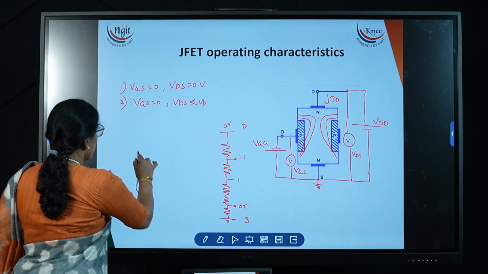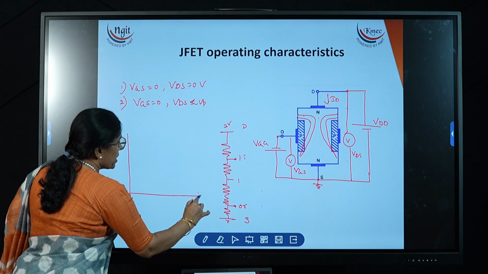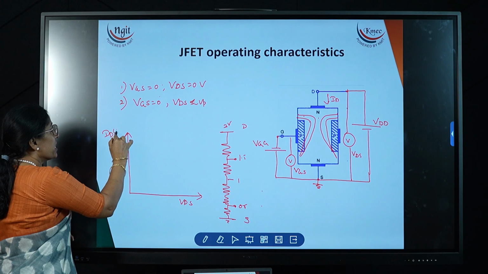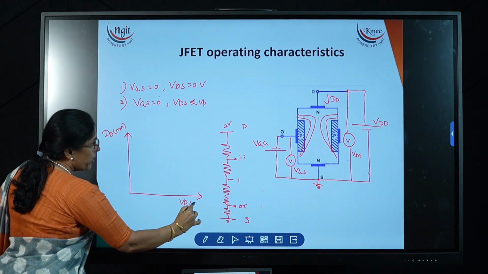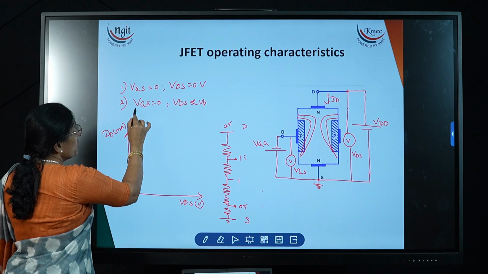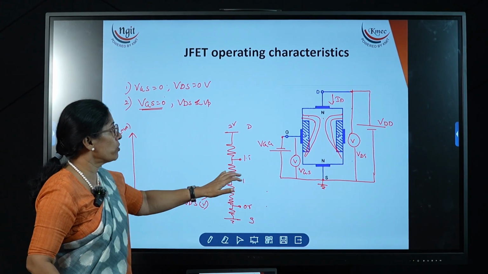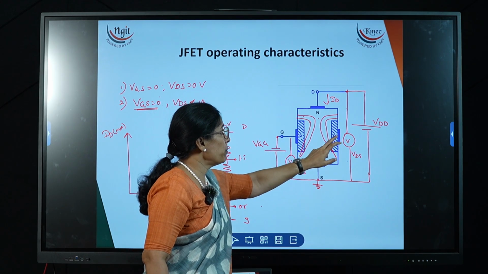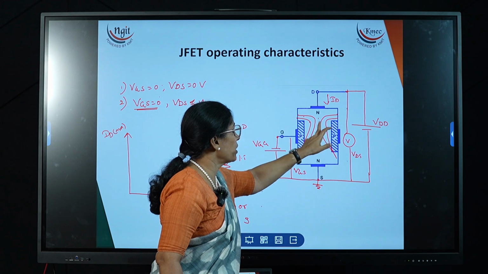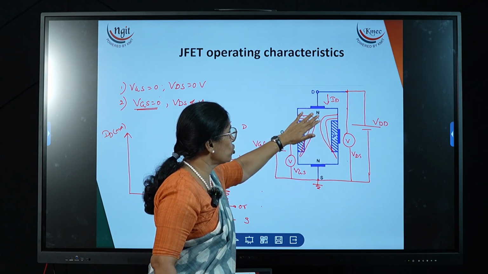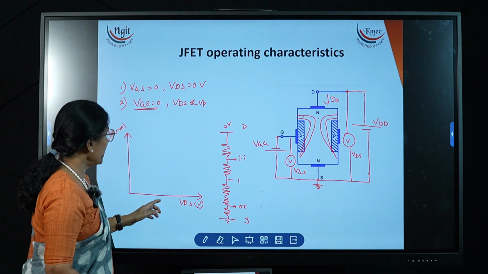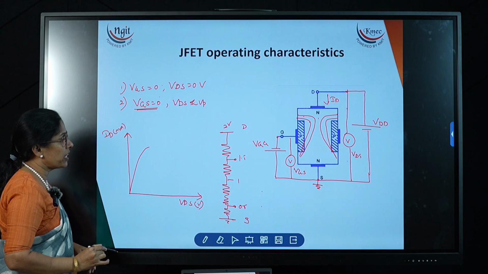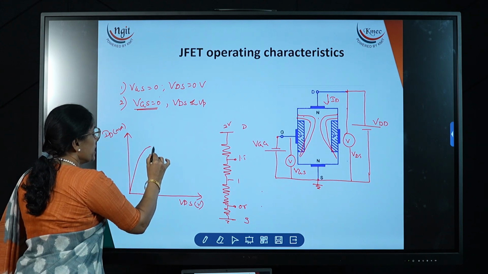If you take the characteristics for this, on the x-axis I am taking VDS and on the y-axis I am taking ID. Only one current is there, that is the ID current, in the order of milliamps. VDS is in the order of volts. When VGS is equal to 0, when the input voltage is 0 or the gate is kept open, only because of the VDD the depletion width forms like this, and it controls the charge carriers. Now if we go on increasing VDS, the current increases linearly up to one point, and after that the current remains constant.